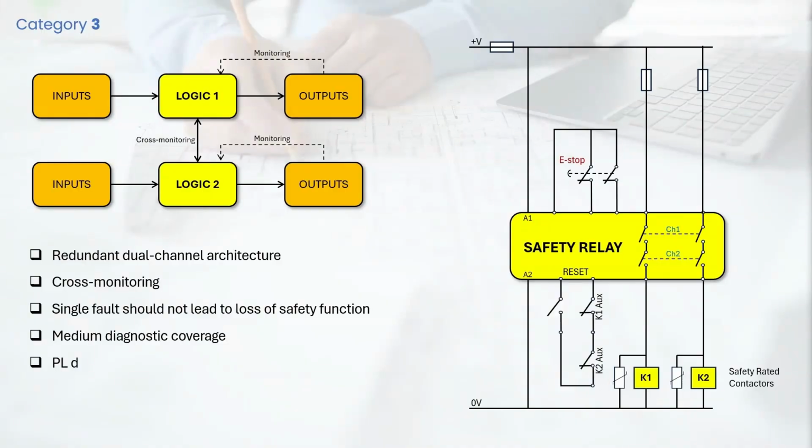When is Category 3 acceptable? It is commonly used in industrial machinery with moderate to high-risk applications. Depending on other factors like MTTFD and diagnostic coverage, the maximum achievable performance level is PLd.